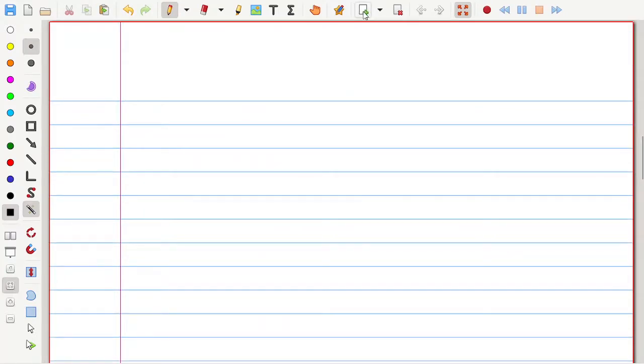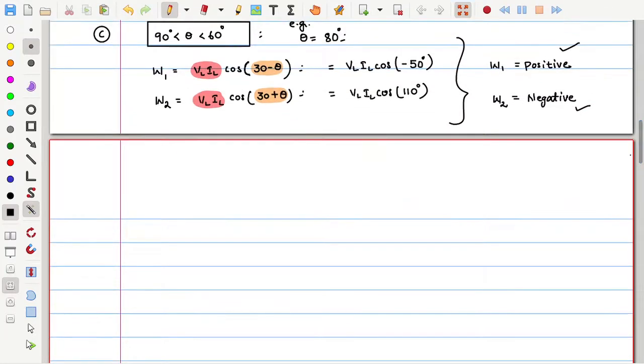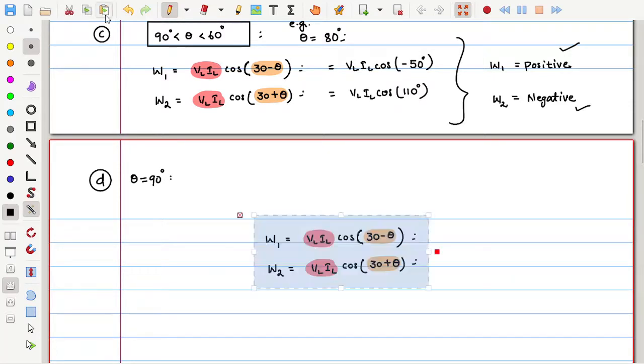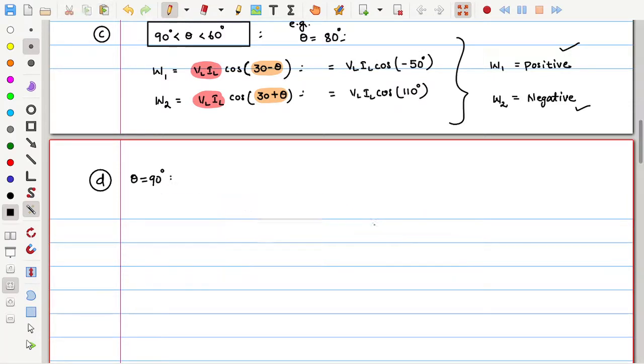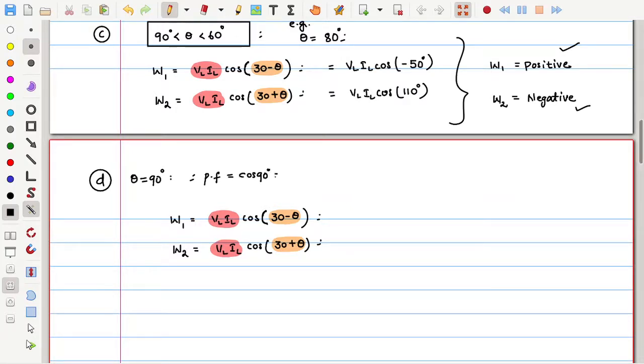Clear? Next, let us see some more points in the same way: when theta is equal to 90 degrees. Can you analyze this? Immediately check what the power factor will be. Cos of 90 is 0, so the power factor is 0. Clear? First point.